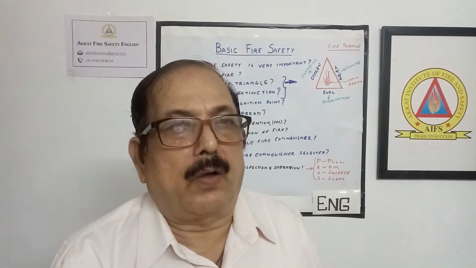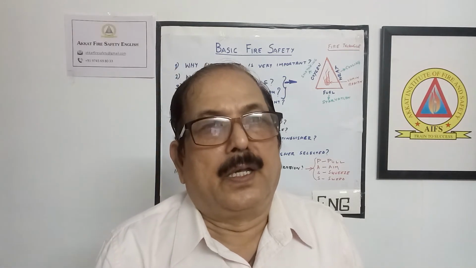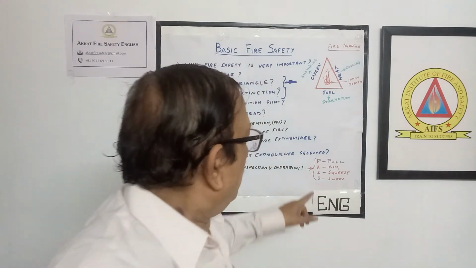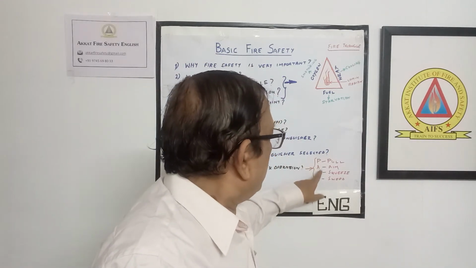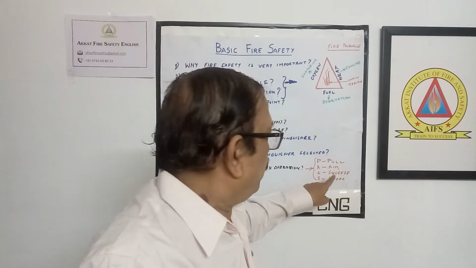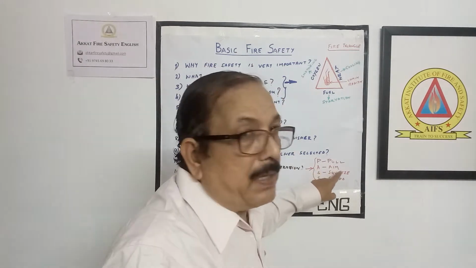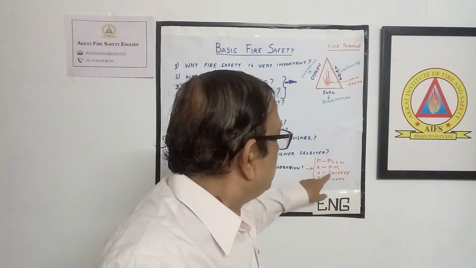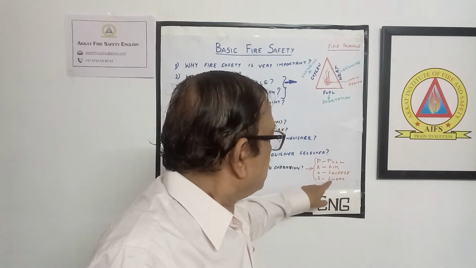Then how we have to operate the fire extinguisher: you just have to remember a word, PASS. P-A-S-S. P means pull, pull the pin. A means aim at the base of the flame. S means squeeze. Next S means sweep.